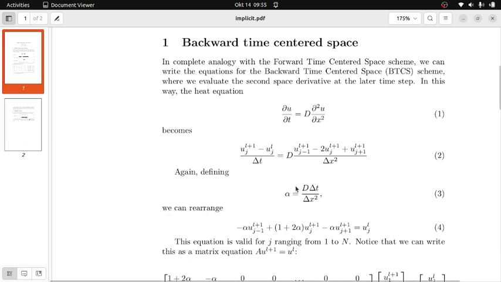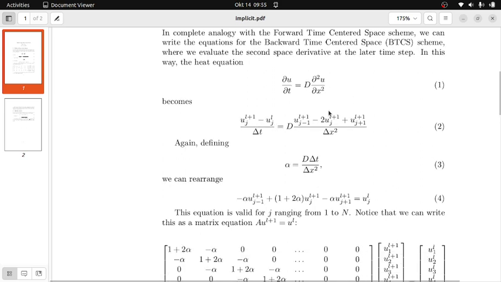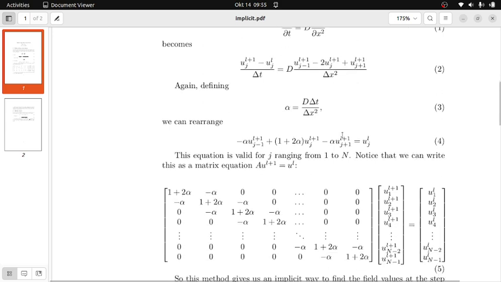And if we define alpha equals D delta t divided by delta x squared, and we put all of the L plus 1 terms on the left hand side, we have minus alpha u_{j-1}^{L+1} plus (1 plus 2 alpha) u_j^{L+1} minus alpha u_{j+1}^{L+1} equals u_j^L. Alright, and this is actually a series of equations, right? It is valid from 1 to n minus 1. Actually, I said n, but it's actually n minus 1. Need to fix this later.